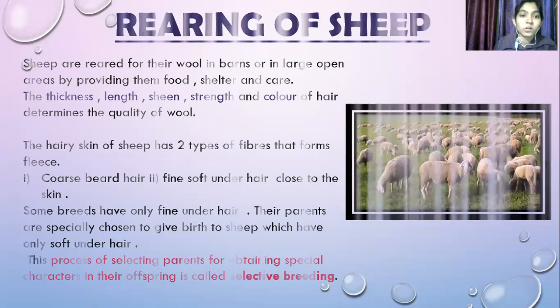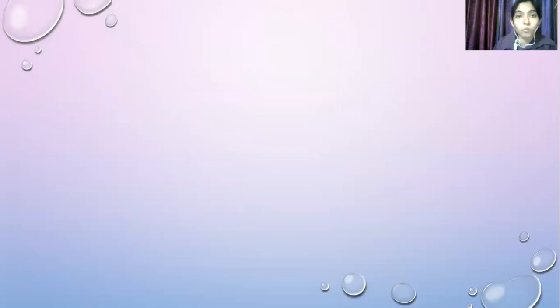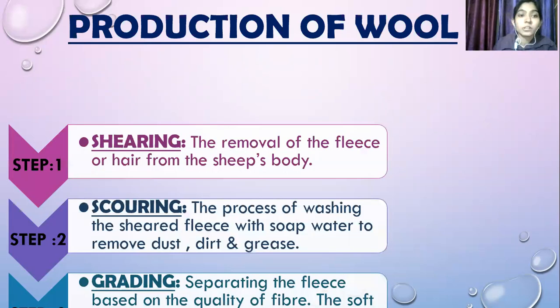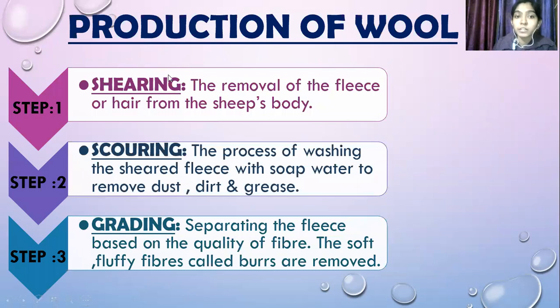Okay. Now, what characteristics are used to decide the quality of the wool? The thickness, length, sheen, strength, and color of hair determine the quality. Okay. So tell me how wool is obtained from the sheep? Okay. Production of wool. So for obtaining wool from the sheep, it is a long process. It involves several steps. So first step is shearing. The removal of fleece or hair from the sheep's body is called shearing.